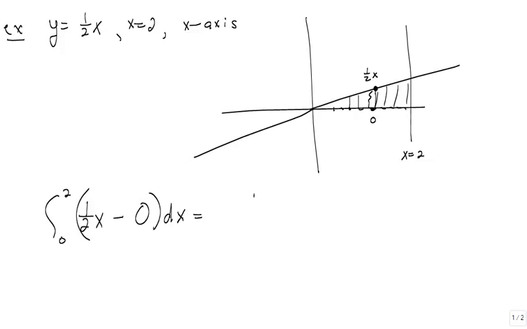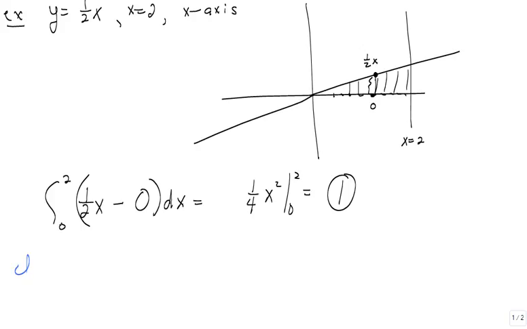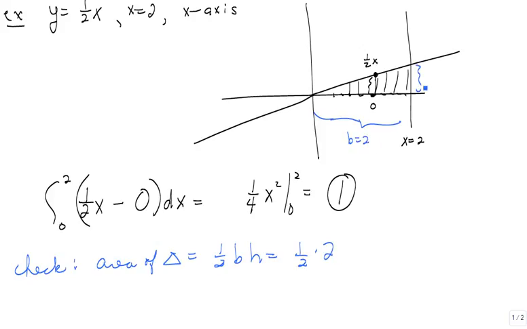dx. When I integrate that, that's going to be 1/4 x squared, because that's going to be x squared over 2, from 0 to 2, which is going to be 1. Now, that's a triangle, so we can check it. The area of a triangle is 1/2 the base times the height. So 1/2 the base here is 2, and the height is 1. That height is 1, which is 1. So that checks. Area is 1.